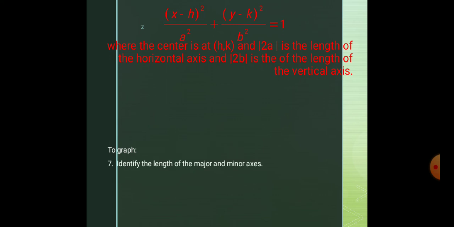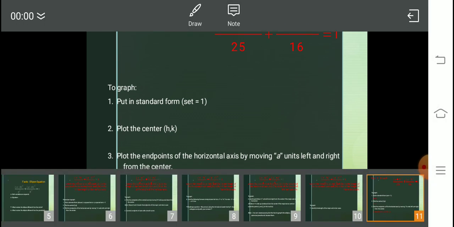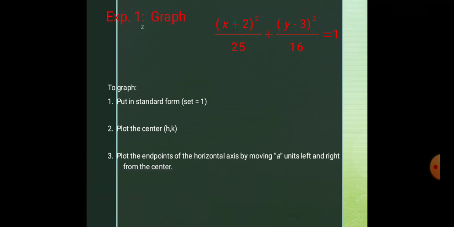Seven, identify the length of the major and minor axes. Number 1, this is the given: (x plus 2) squared over 25 plus (y minus 3) squared over 16 equals 1. Put it in standard form, set equal to 1. Done. Two, plot the center (h, k). Our h and k is negative 2 and positive 3.